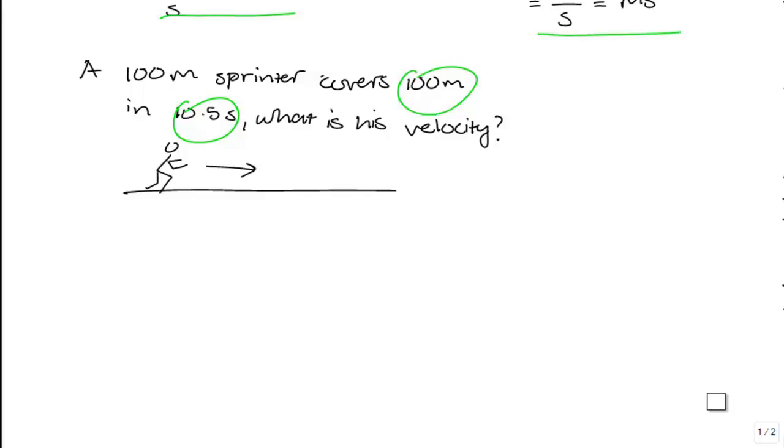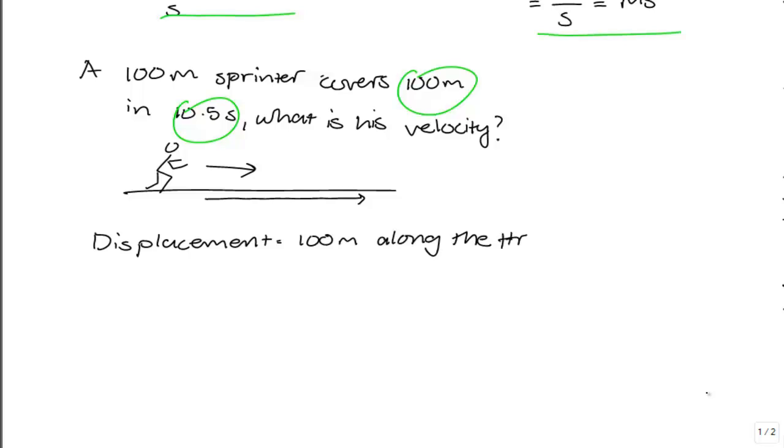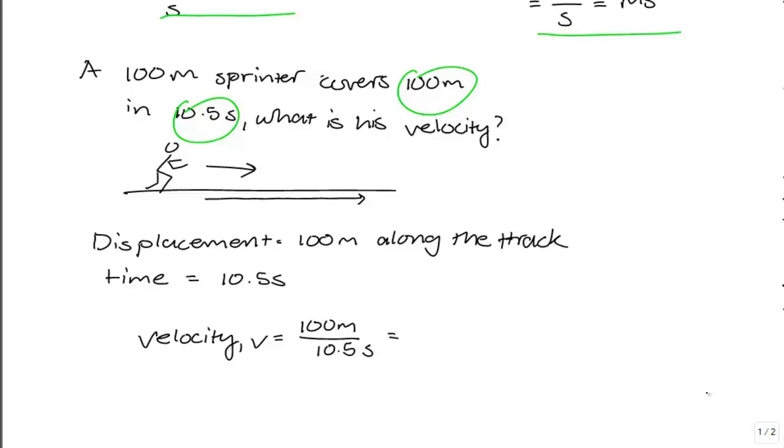And in this case, his displacement is simple. It's along the track. You start off at the beginning of the track and travel in a straight line, hopefully, straight down the track. So his displacement is equal to 100 meters along the track. Remember that this is a vector quantity. Direction is important. Time taken is still 10.5 seconds. So the velocity, v, is equal to 100 meters divided by 10.5 seconds, which is still 9.52 meters per second, but now it's 9.52 meters per second along the track.